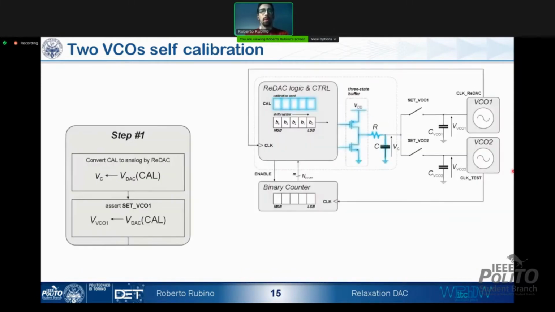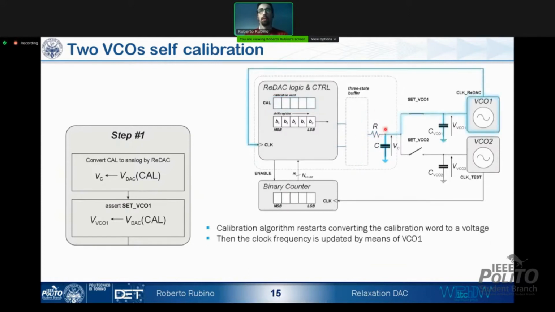So the new calibration word is updated with a value proportional to the difference of the two digital codes. It is converted, and the converted voltage value is updated to the input of VCO1 so as to modify the clock frequency. All this procedure is repeated until the condition of equality between the two half swing codes is matched.